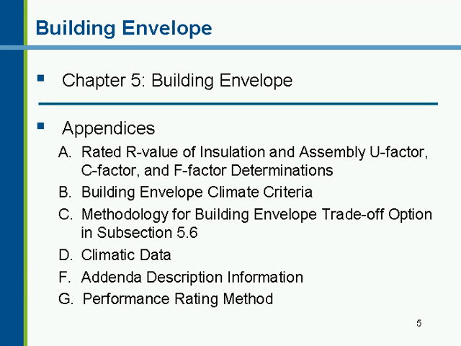And lastly, I wanted to mention the performance rating method. This is actually Appendix G of the standard. And you want to use this if you're showing compliance with some of the green building standards. Standard 90.1 is the baseline, and so this leads you through the process of complying with that. We won't go into much detail about that today, but I wanted to make sure you were aware of that.